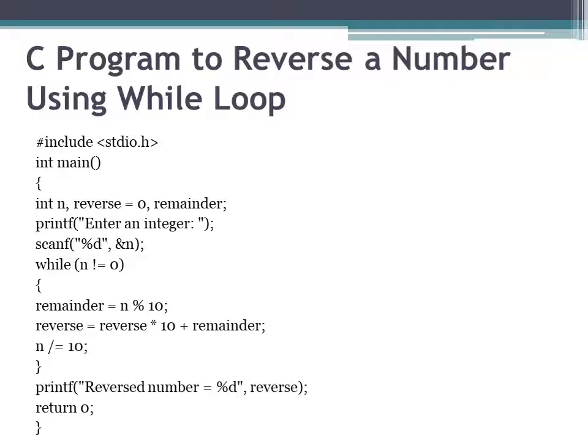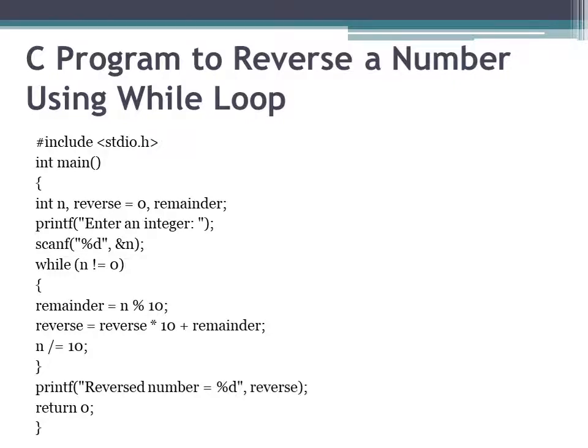If n not equals to 0, it will enter into the loop. Here the loop is remainder equals to n percent 10, and reverse equals to reverse into 10 plus remainder, then n divided by 10, as we learned before. If the while loop condition fails, that means n equals 0, then it will go out of the loop. Then printf prints the reversed number, and then return 0.